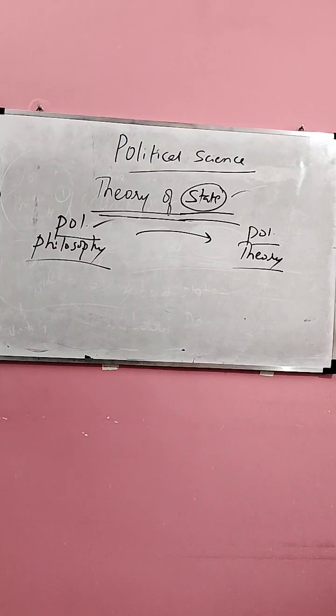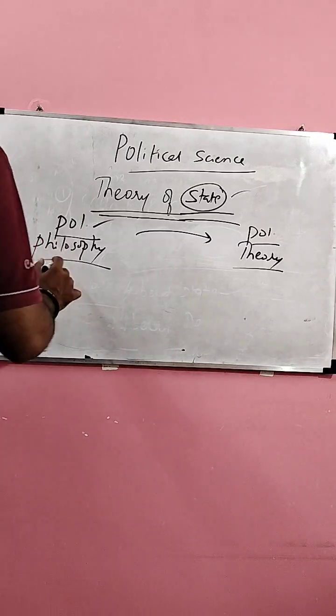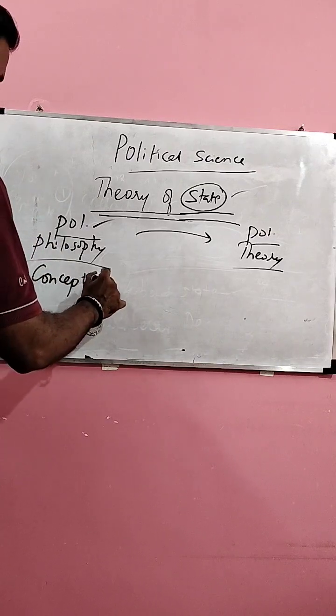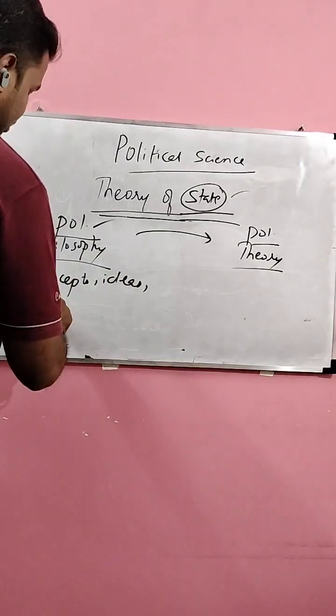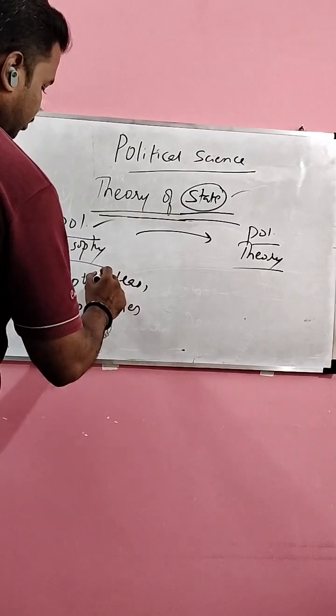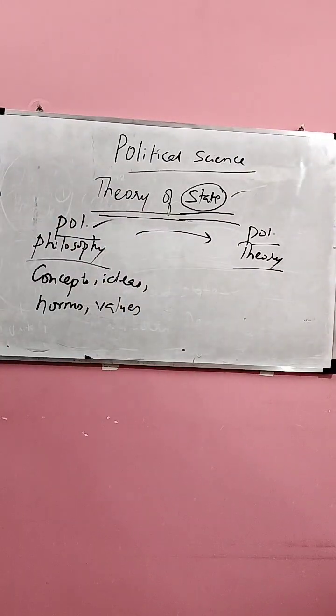Aristotle, the father of political science, took political science to the next level. He studied politics as a science. So this is how political science evolved right from ancient period. Political philosophy is about the concepts, ideas, norms, values in political science. As already said, political science actually emerged later. Earlier it was only political philosophy.